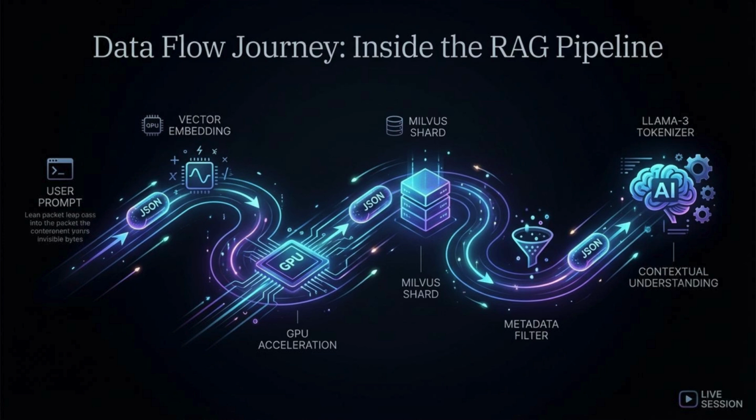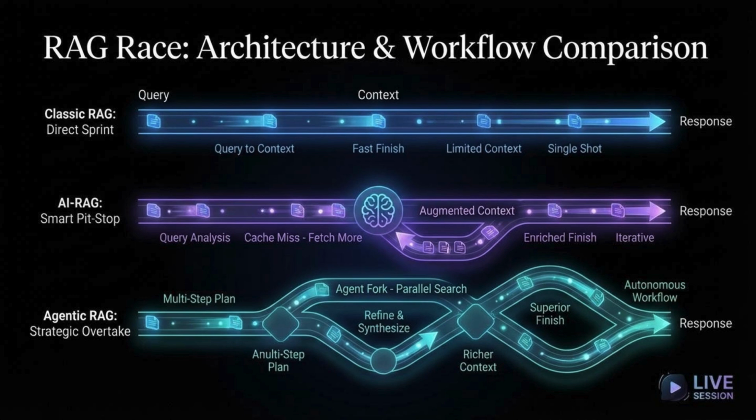Now, let's compare RAG, AI RAG, and Agentic RAG using a racing analogy. It's actually a very accurate mental model. So, this is classic RAG. Classic RAG is a direct sprint. The query goes straight to retrieval. The retrieved context is sent directly to the model, and the model produces a response. It is fast, it finishes quickly, but the downside is clear: limited context, single shot retrieval, and no chance to recover if something is missing.